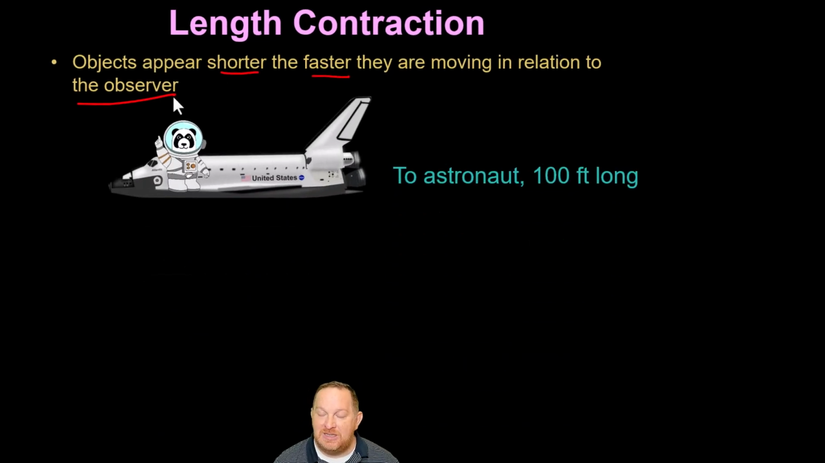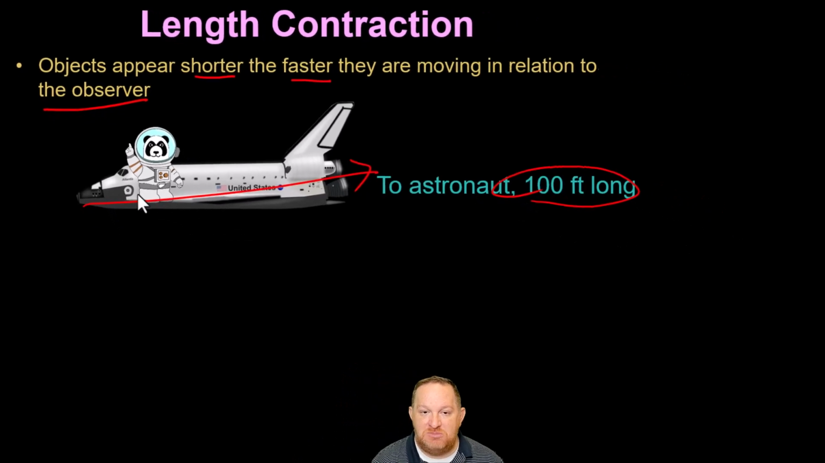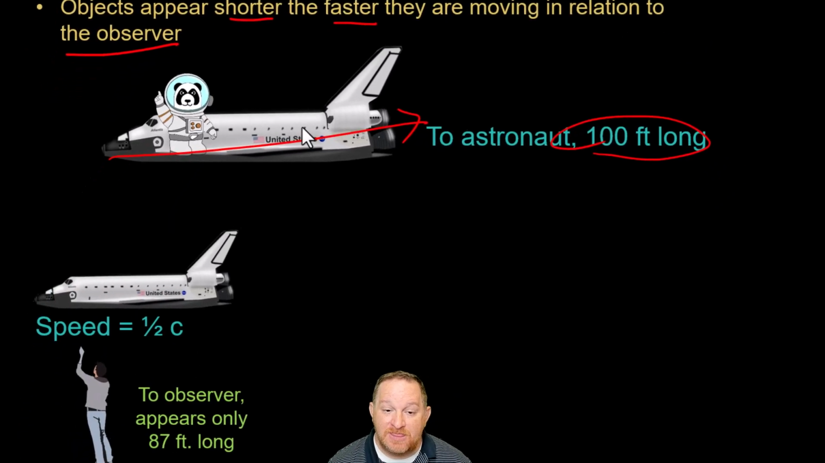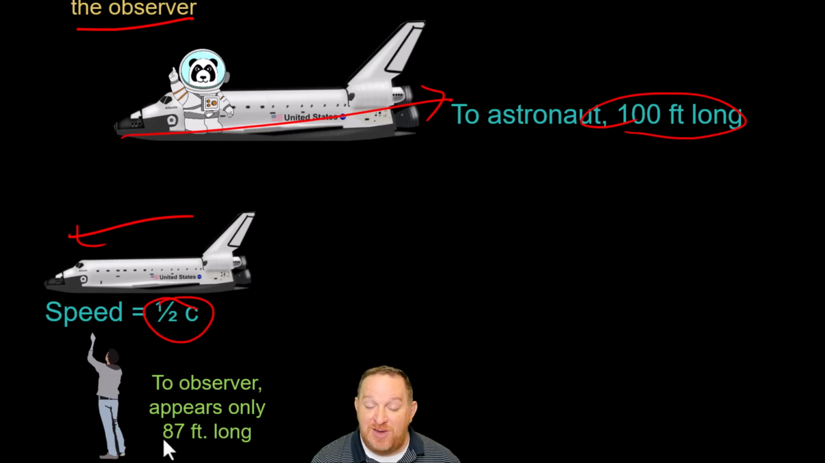So once again, let's talk about a spaceship. If you're the astronaut on a spaceship, and on that spaceship you can walk around a bit, let's say it's 100 feet long, right? To you, on the spaceship, it's 100 feet long. If you are traveling on that spaceship at, let's say, half the speed of light, to an observer watching that happen, the spaceship appears to be only about 87 feet long.